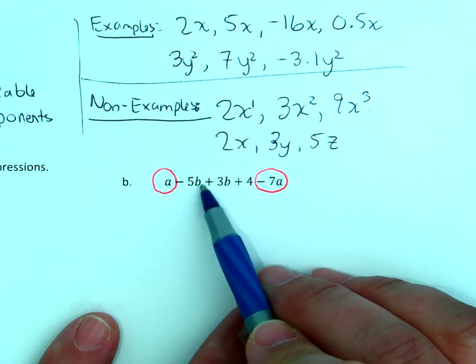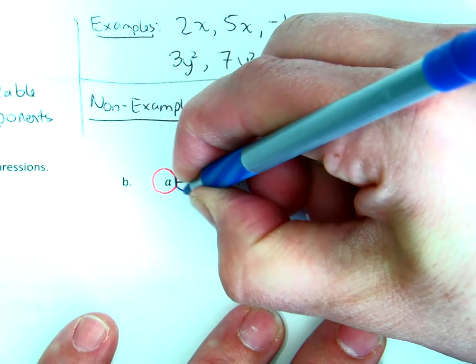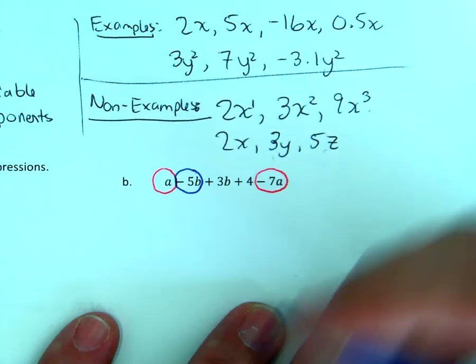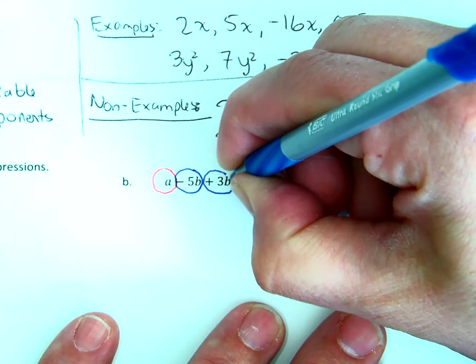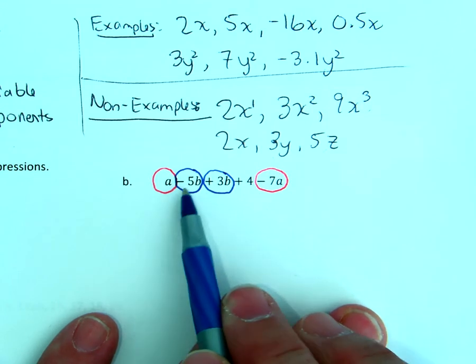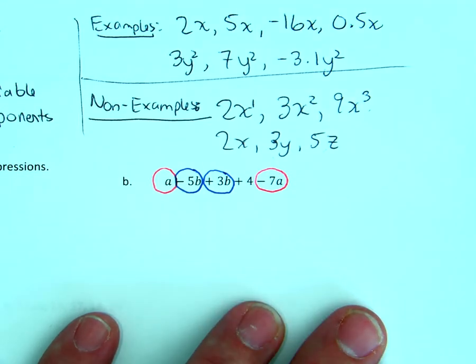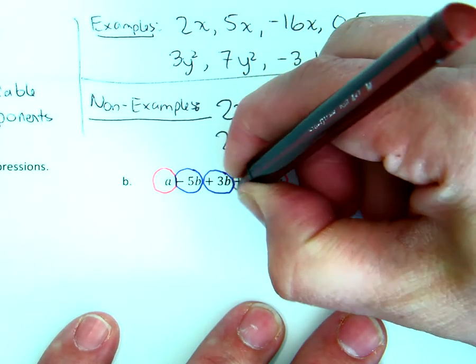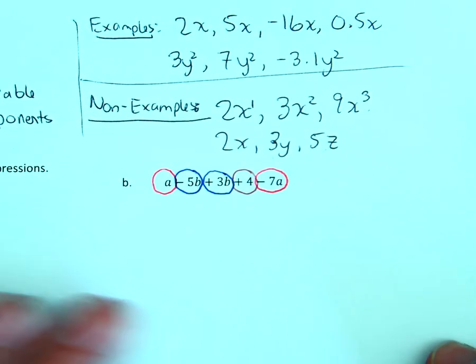Then I look at my second part here. So b, negative 5b and positive 3b, they both have b's. Again, note how I circled the sign in front of it. And then nothing's like the last one because it doesn't have any letters, so it's just positive 4.